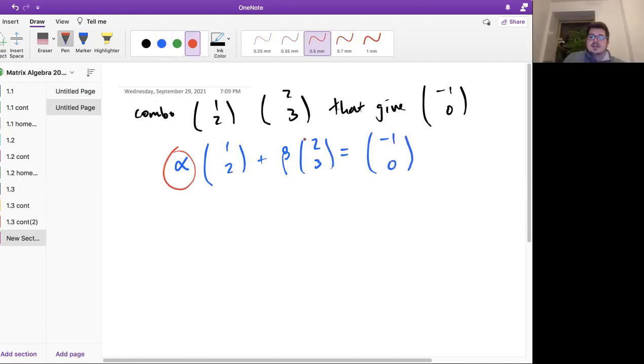So these are the things that I want to find. Okay, so now how do we do this? Well, let's just say what this is. What happens when you do the scalar multiplication of the two vectors? What is alpha times (1, 2)?